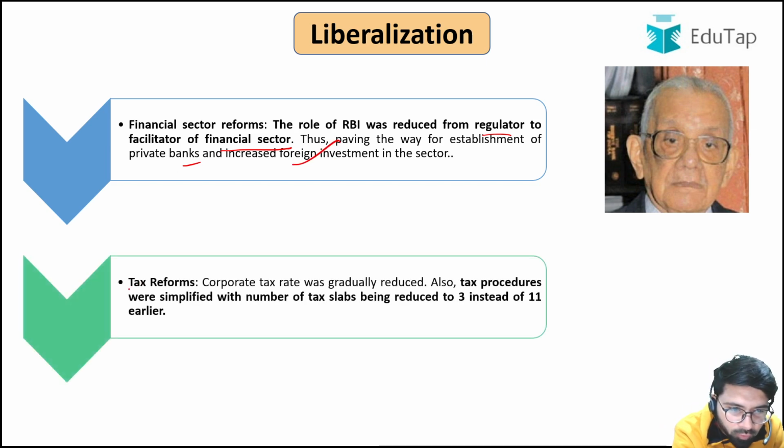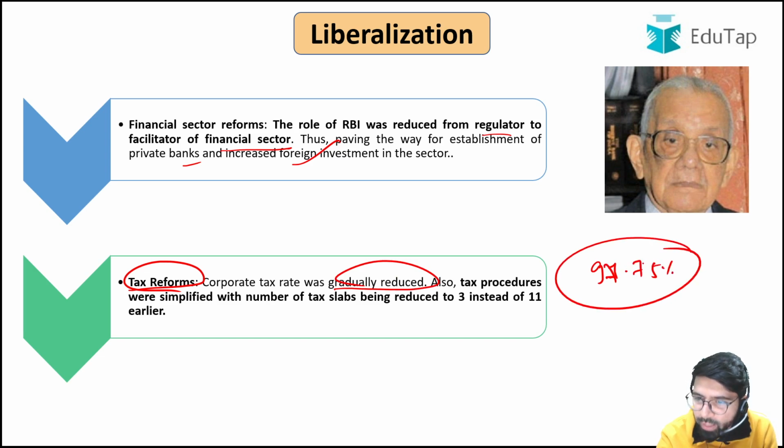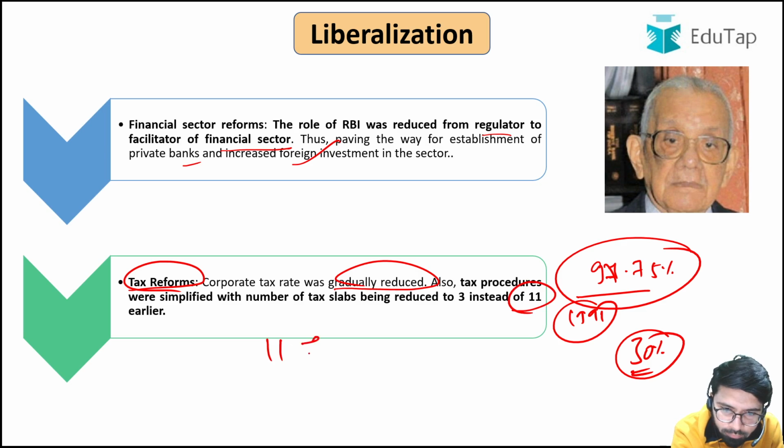And the tax reforms were introduced. See, the corporate tax was pretty high. Let me give an example. 97.75% was the excessive tax rate prevailing on a few of the commodities back in 1991, and today it has come down to a maximum of 30%. And apart from that, there were 11 tax slabs which have been reduced to 3.